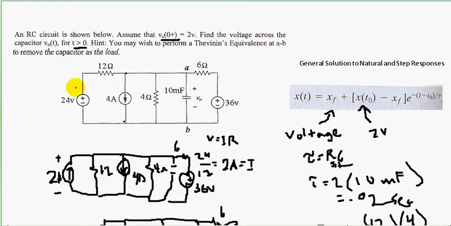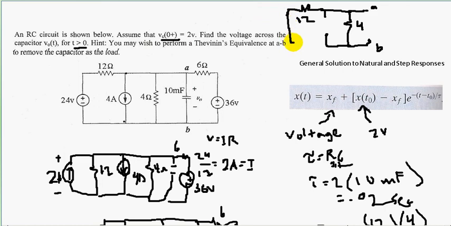So let's do this quickly. We remove our capacitor. So we have A and B, and a 4 ohm resistor, and we zero out this current source by opening it, so we have an open circuit at that point, and then a 12 ohm resistor, and then we zero out this voltage source by shorting it, replacing it with a short wire.